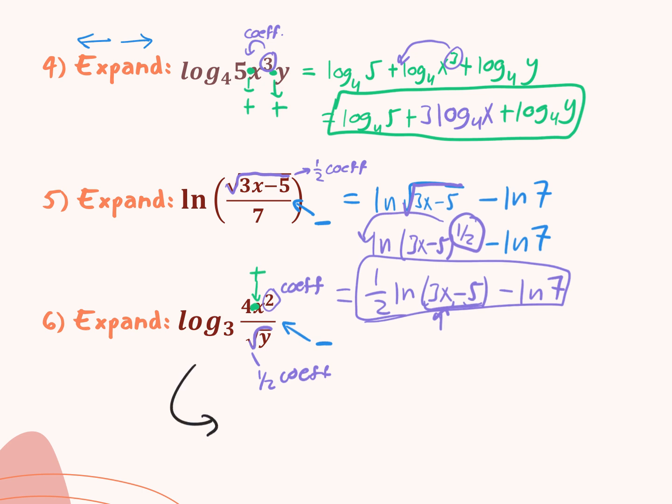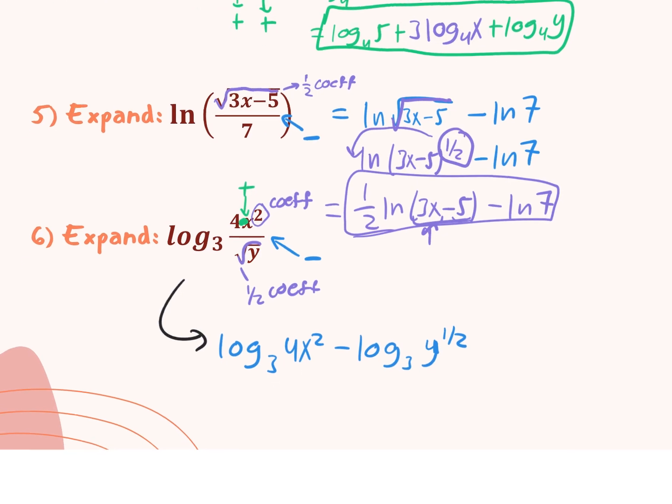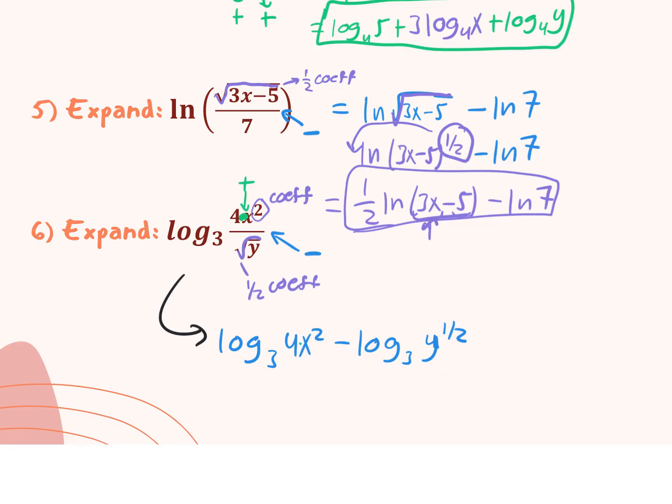So I would turn this into log base 3 of 4x squared minus log base 3. I'm going to go ahead and rewrite that square root as to the power of 1/2. So I did this first, just the division. And then now let's do our addition. So remember, this is 4 times x squared. So this is going to become log base 3 of 4 plus log base 3 of x squared minus log base 3 of y to the 1/2.